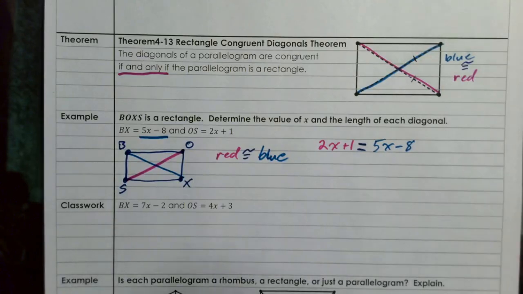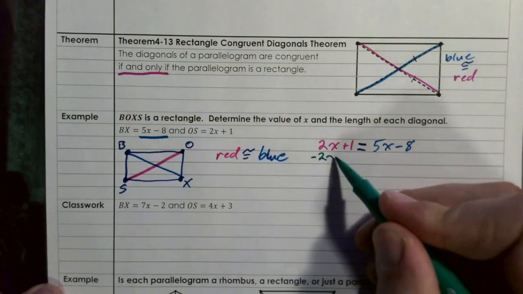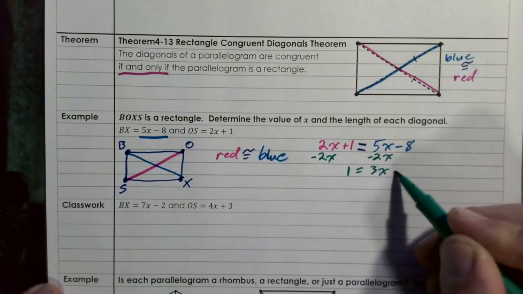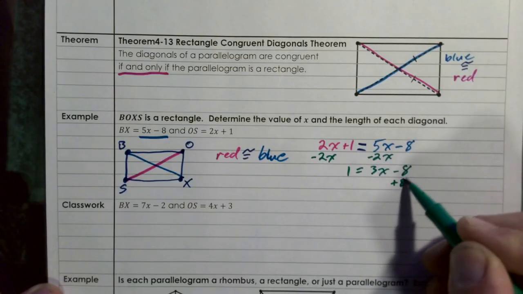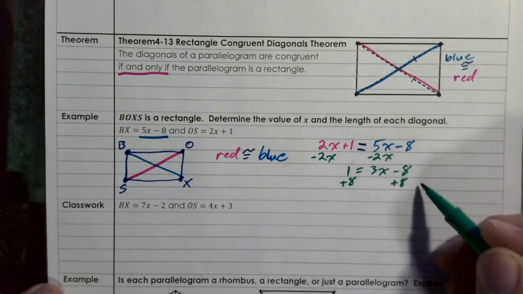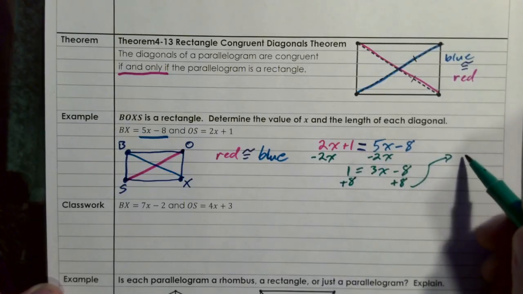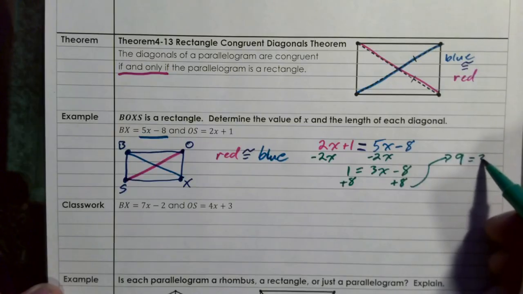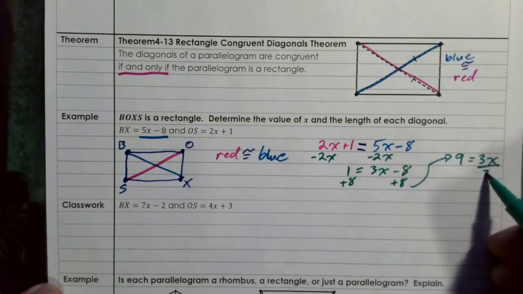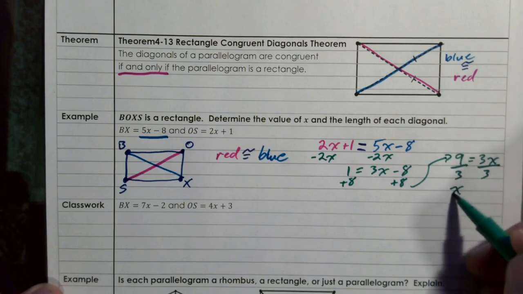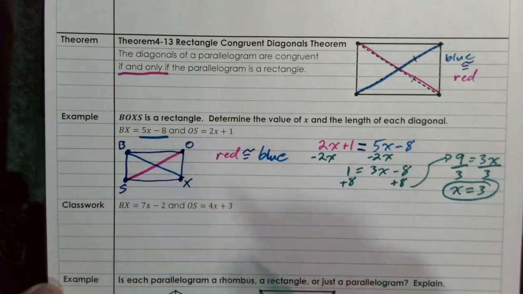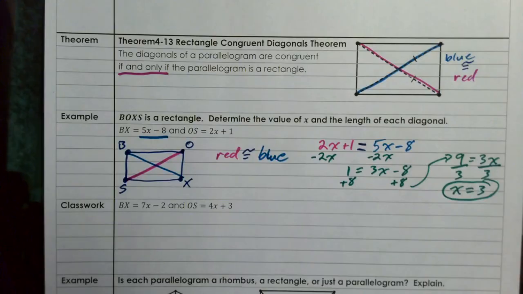Now I just got to solve that. So I'm going to subtract 2x. So I've got 1 equals 3x minus 8. I'm going to add an 8 to both sides. So then I get 1 plus 8, that's 9, and just a 3x left on this side. And then I'm just going to divide both sides by 3. So x equals 3. So x equaling 3 will make these two diagonals congruent to satisfy this theorem about rectangles.